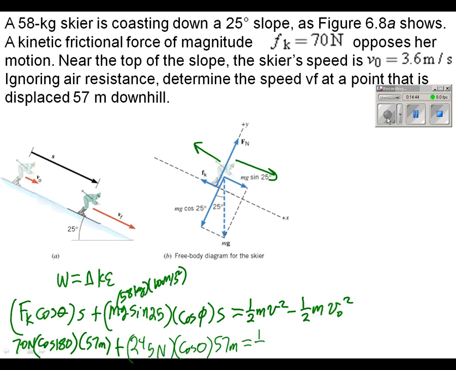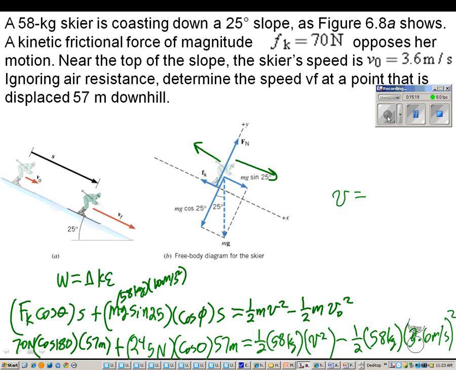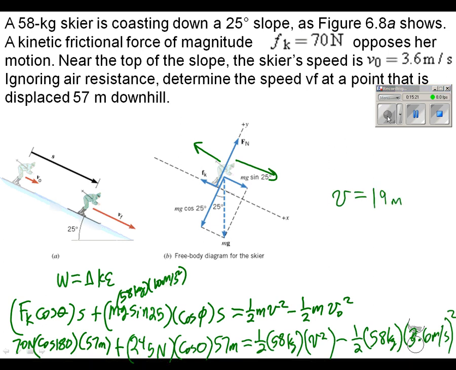equals 1/2. The mass is 58 kilograms. The final velocity is what I want to solve for. And the initial velocity we know is 3.6 meters per second, and that's squared. So we go ahead and do the math there, and we come up with a final answer equaling 19 meters per second.